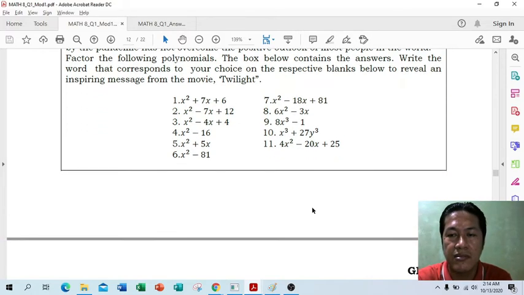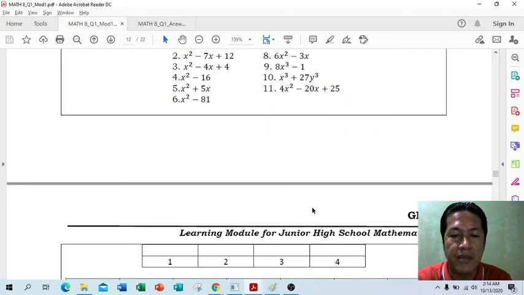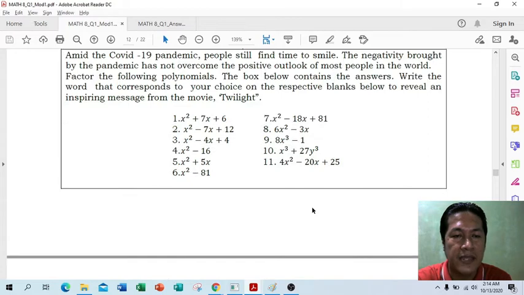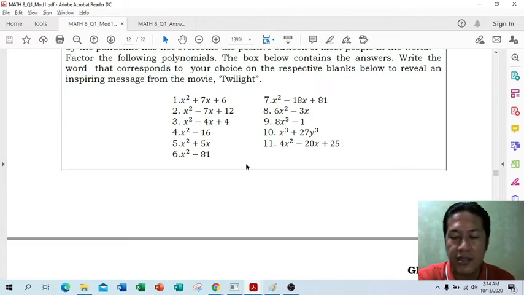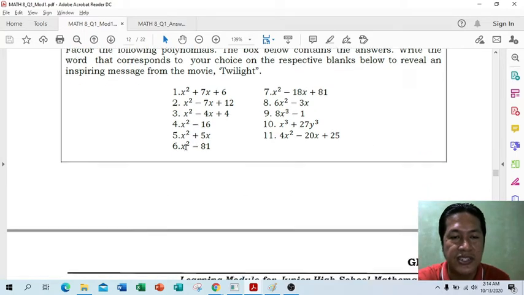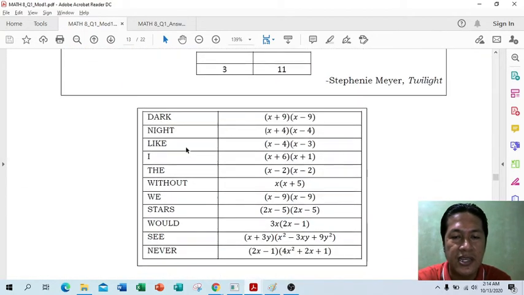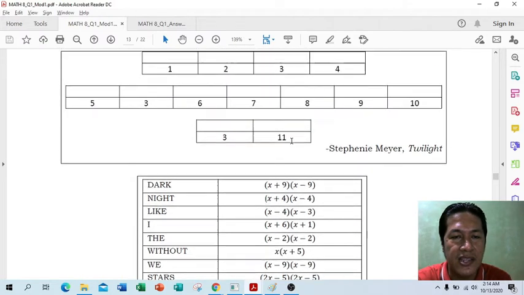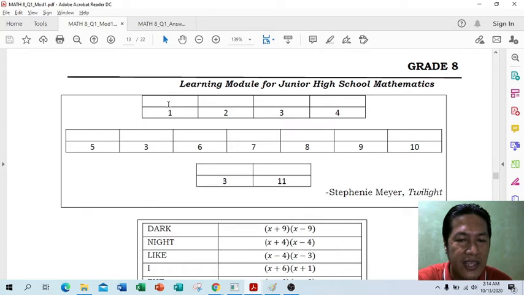Okay. Twilight daw. Sample ta. Kani. Pangitaw na to ang factor. Ang iyahang factor sa ani. X plus 1 times X plus 6. Asa na siya si number 1? X plus 1. Diara, I. So kaning number 1 diri, putang nga na to I.